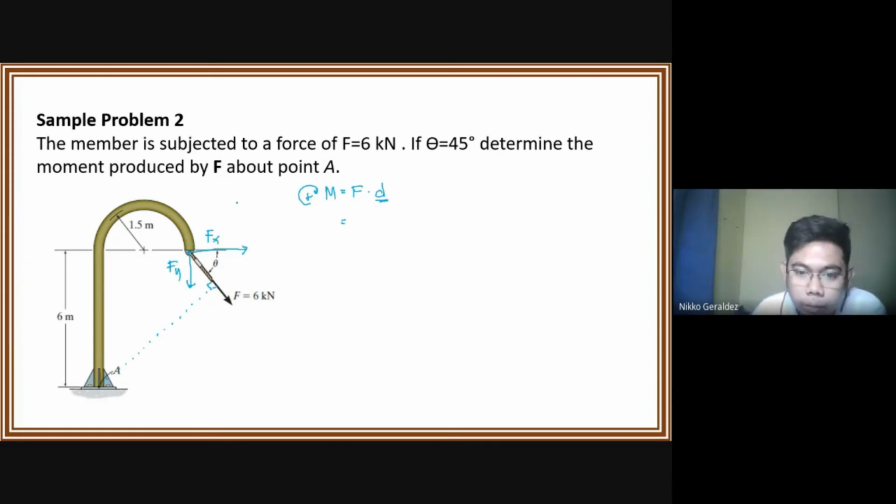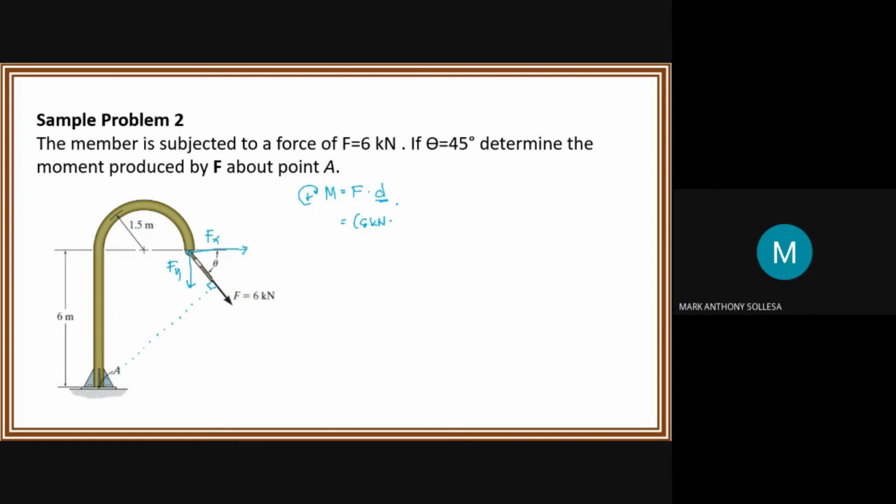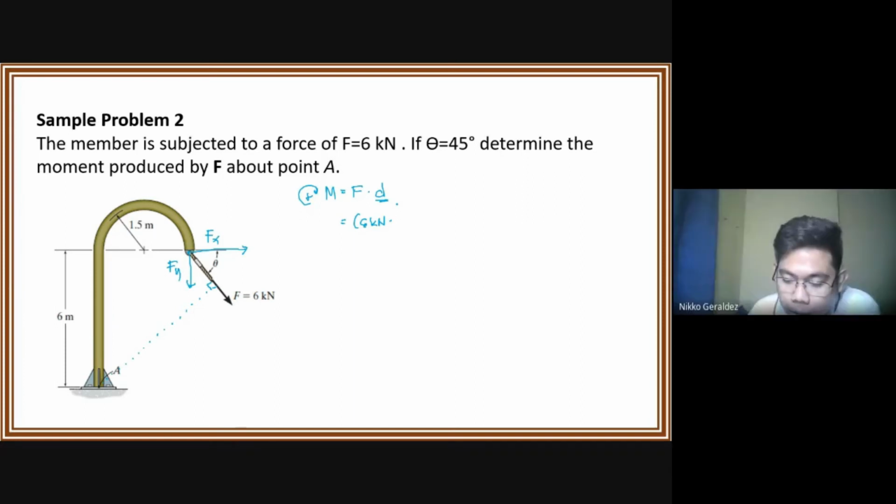No? So, x component, so that is 6 kilonewton times, doon mo siya i-multiply para ma-solve mo yung x component. 6 kilonewton times cosine 45. No? So, 6 times cosine 45 degrees times ano yung perpendicular distance ng x component?